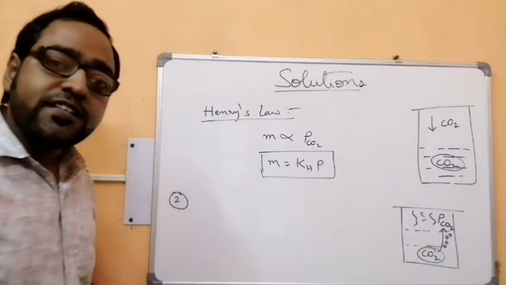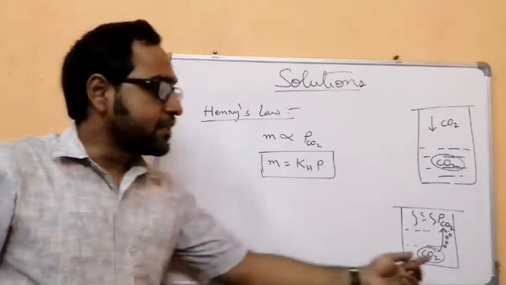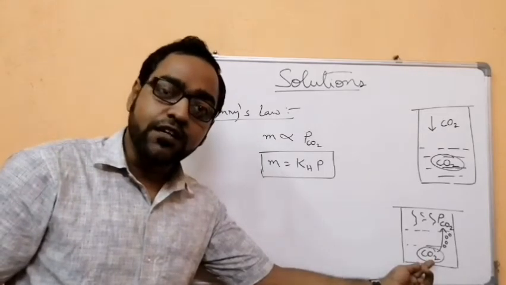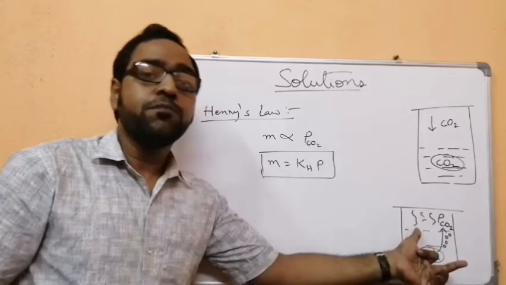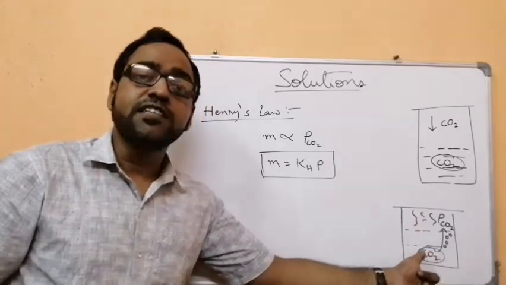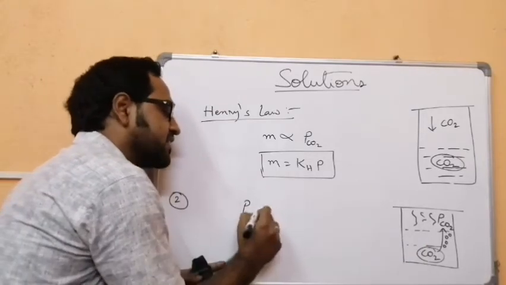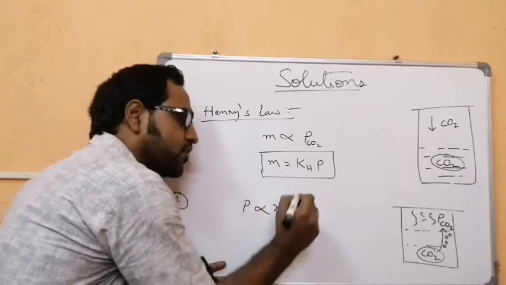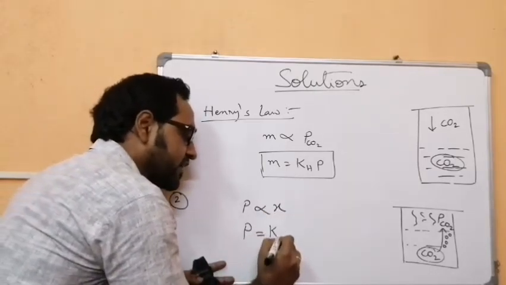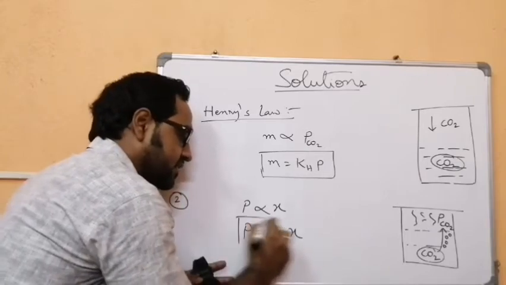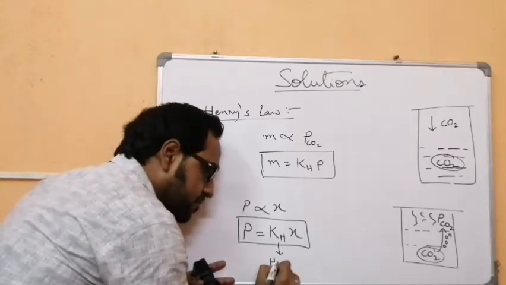So the statement of Henry's law becomes, write down the statement: the partial pressure of carbon dioxide, or the partial pressure of gas in the vapor phase, is directly proportional to the mole fraction of the gas in the solution. And so we get a proportionality constant Kh. Now this Kh is called the Henry's law constant.